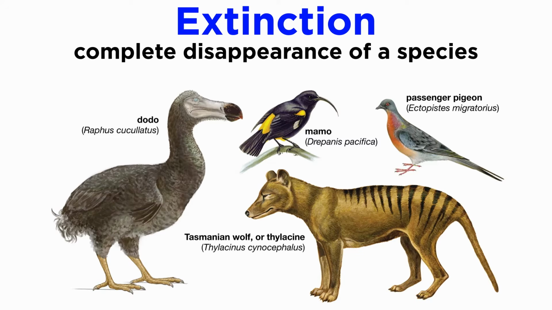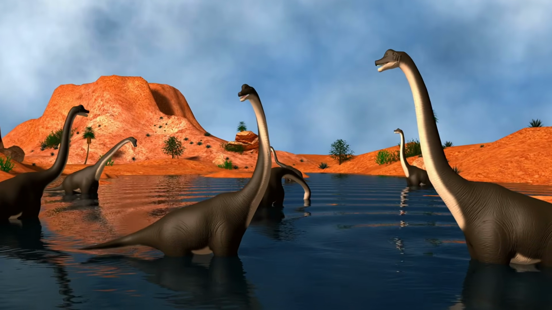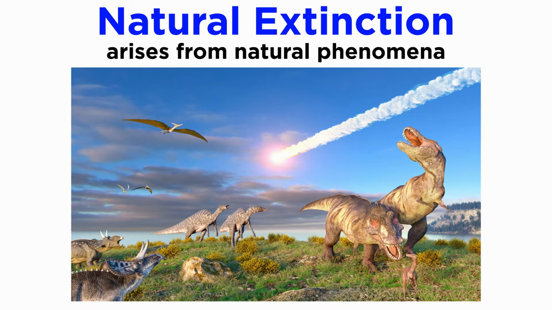Finally, extinction is the complete disappearance of a species from Earth. This plays an important role in the evolution of life as it opens up opportunities for new species to emerge or dominate. The extinction of the dinosaurs is a case in point, as it allowed mammals, and eventually us humans, to proliferate. Natural extinction arises from natural phenomena, like an impact from outer space, for example.